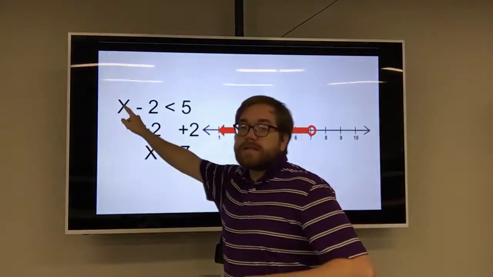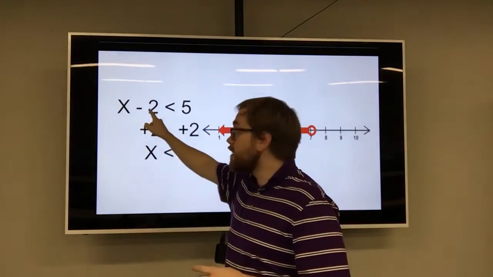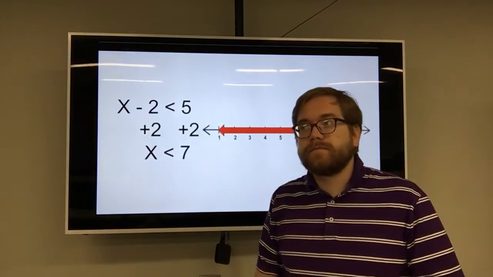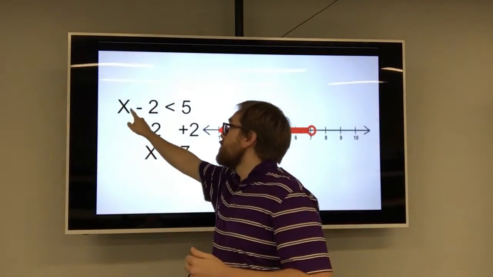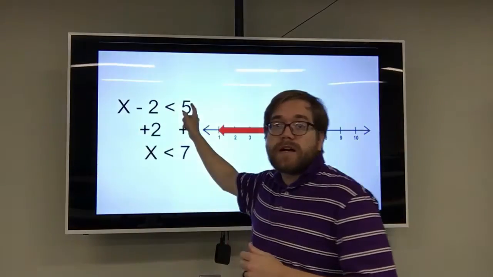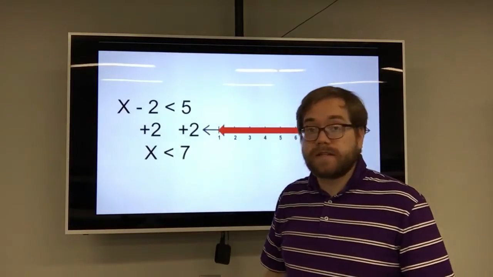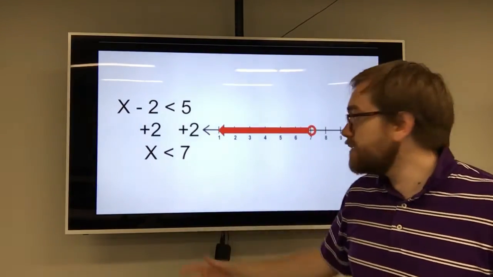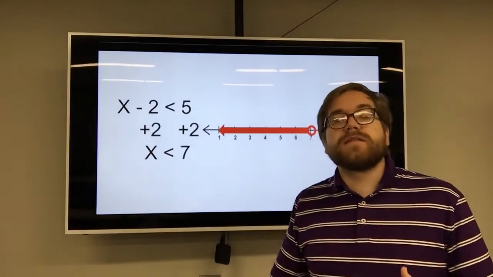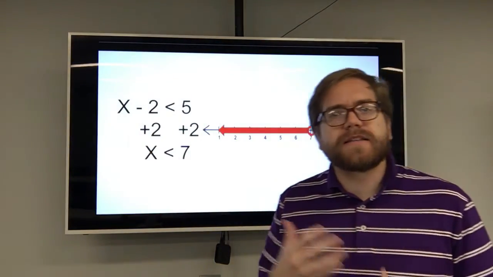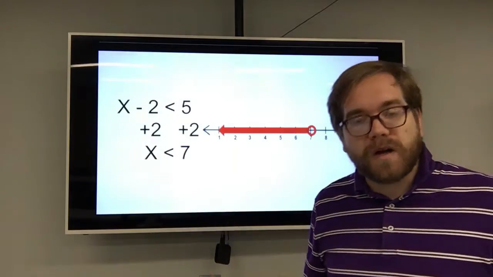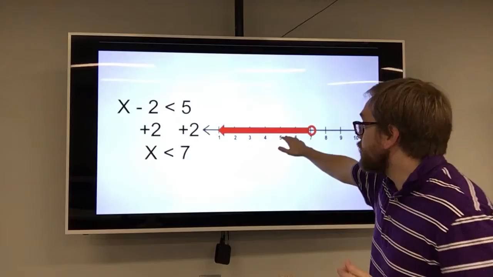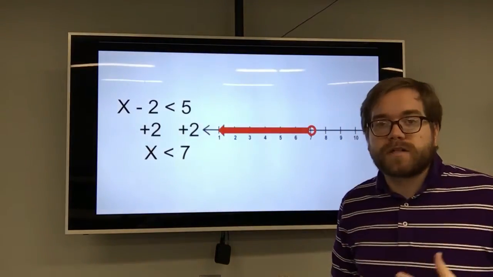6. 6 minus 2 is 4. Is 4 less than 5? Yes. Okay, what's another number that's less than 7? 0. 0 minus 2 is negative 2. Is negative 2 less than 5? Yes. So you can see that any number that's less than 7 is going to make this inequality true. So that makes it a solution. Okay, so that's the difference with inequalities, is there a whole bunch of answers, and that's what we represent with our final answer. And then we go to the graph to show it more visually what we're talking about.